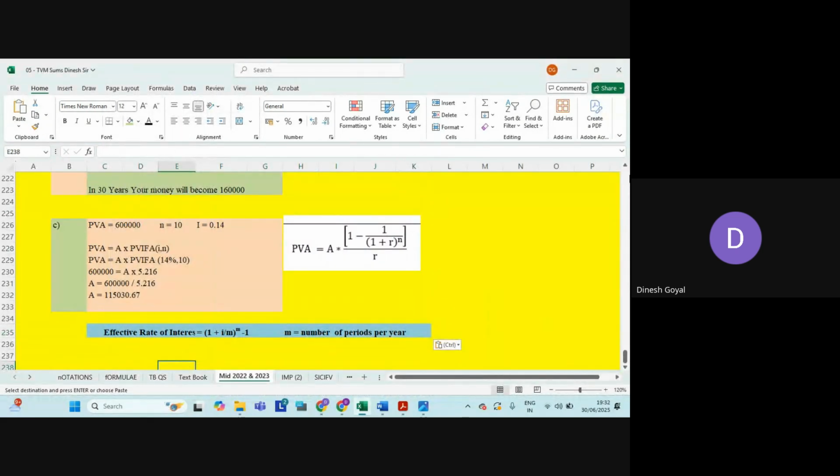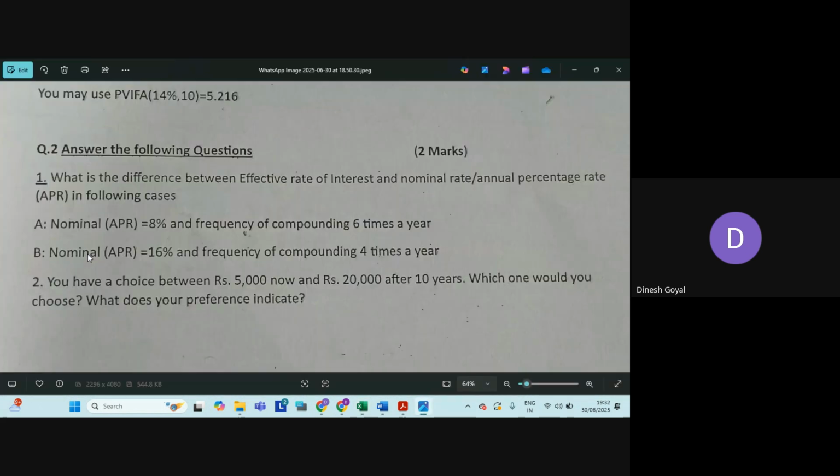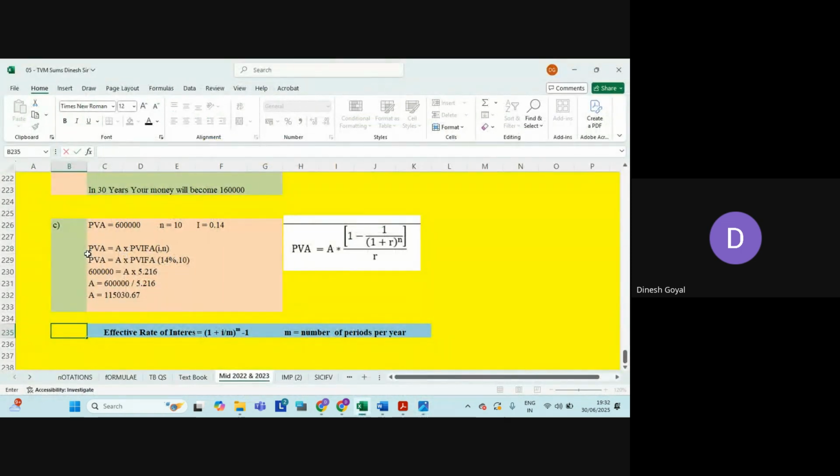This is the formula of effective rate of interest. This is not D. This is question 2-1. So simple. What is given here first? I is given.